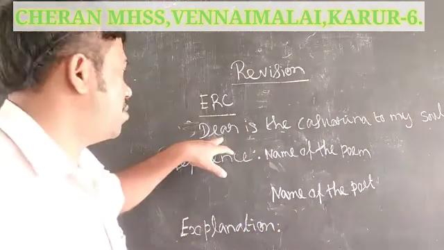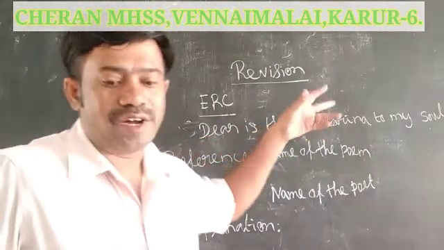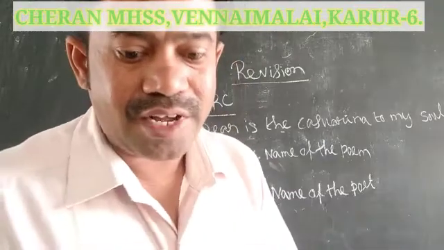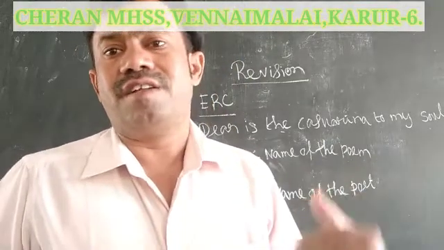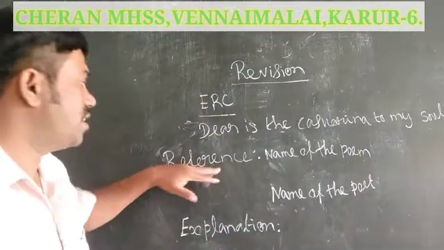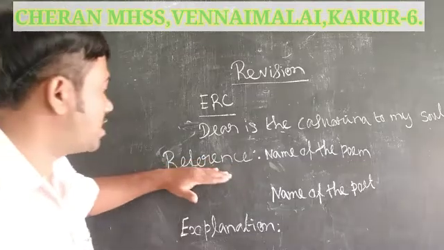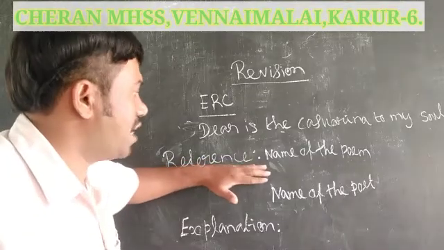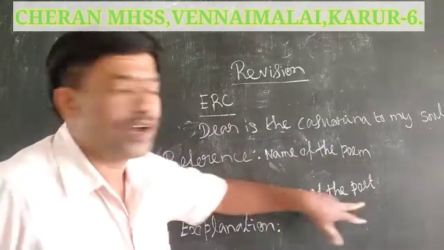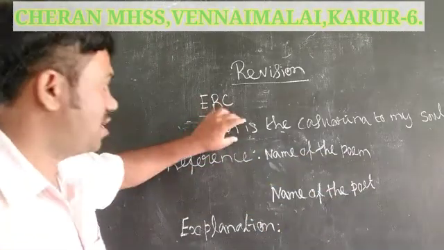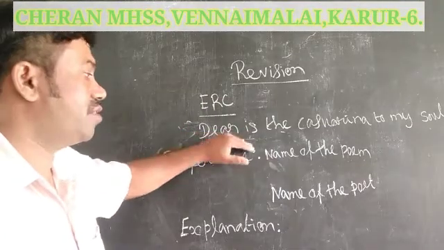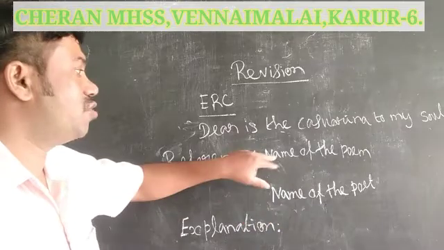Poem lines will be given, like here is the castle to my soul, or it is the tree's lament and Aries speech. Like this a sentence will be given. So for that you have to write reference. In the reference place, you write the name of the poem, then the name of the poet. You have to find out in which poem this line is from, then write the poet's name.